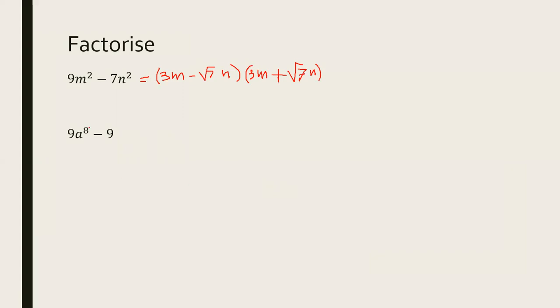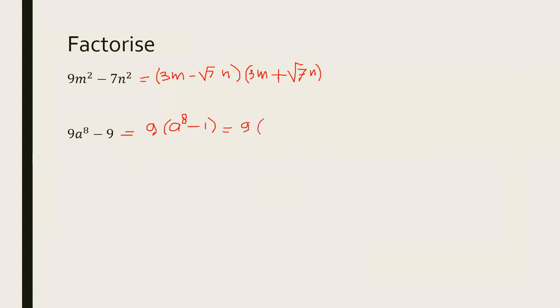Next, 9a raised 8 minus 9. How to factorize this? Also very, very simple. Firstly, we need to separate 9 from this expression. Become 9 times a raised 8 minus 1. And afterwards we will factorize a raised 8 minus 1. How to factorize? So simple as well.